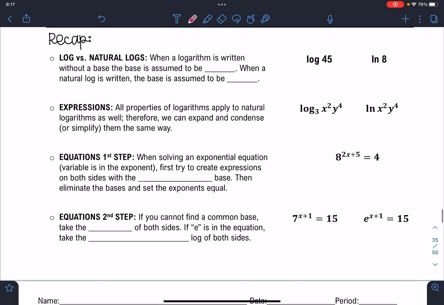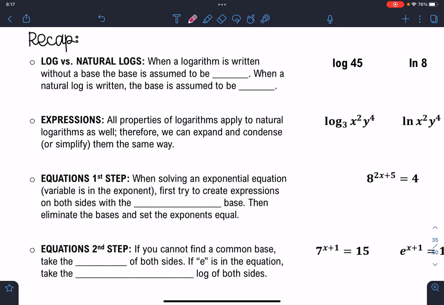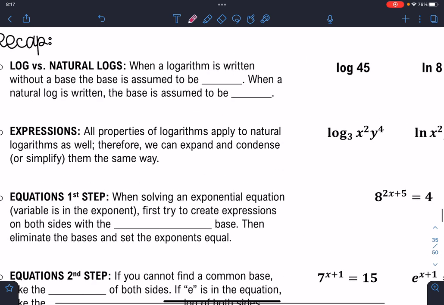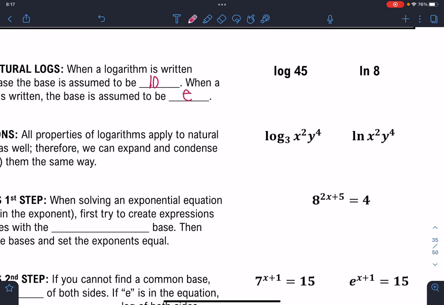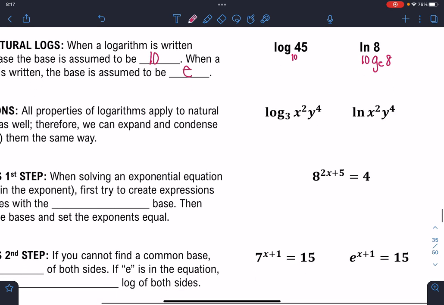Okay, let's do a very quick recap here. So log versus natural log. When a log is written without a base, the base is assumed to be 10. When a natural log is written, the base is assumed to be e, which is again a number, 2.7182, with lots of repeating decimals there. So again, this is base 10. Natural log is really log base e, right? But we abbreviate that as ln.